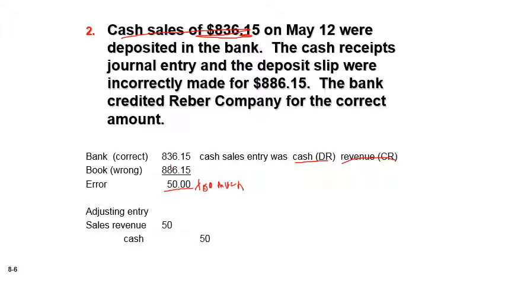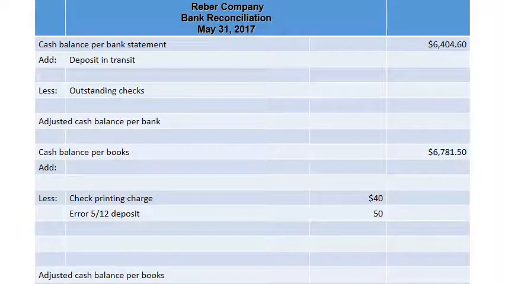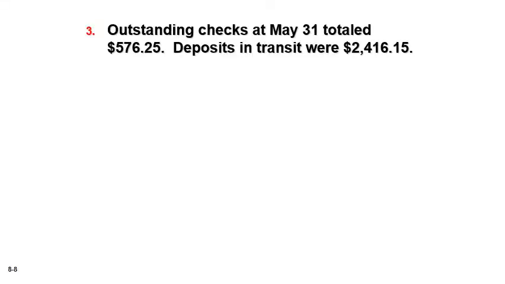Okay, so this is too much. So the cash on the books must go down. So what we see is that the cash has to go down, and the sales revenue also is going to have to go down. So when we show this here, the cash balance needs to go down, so we need to do a subtraction for this. The next one, it tells us we have outstanding checks for $576.25 and deposits in transit. So those are both adjustments for the bank.